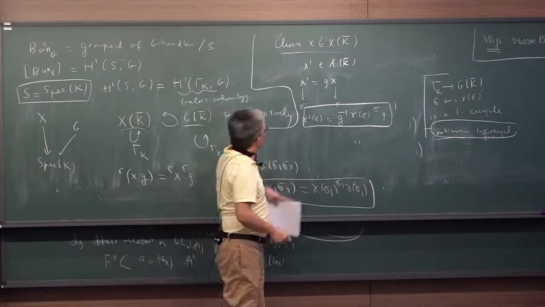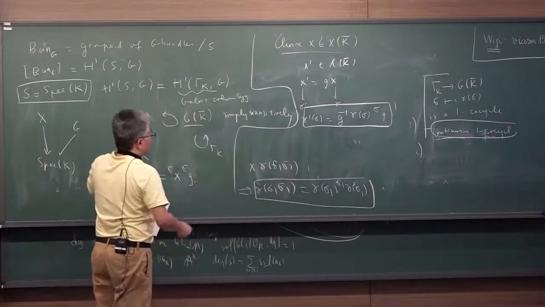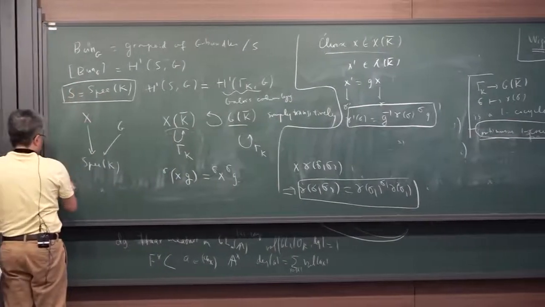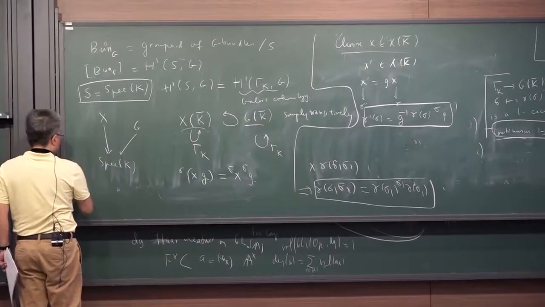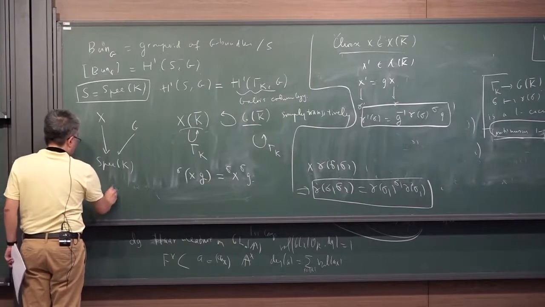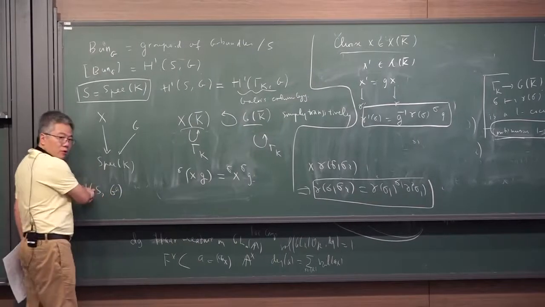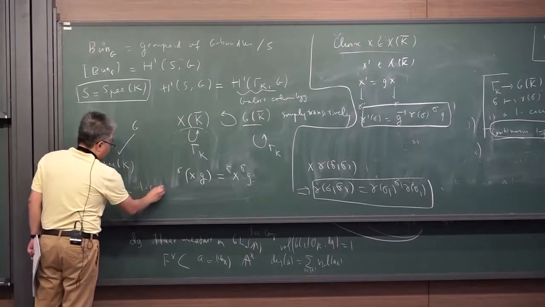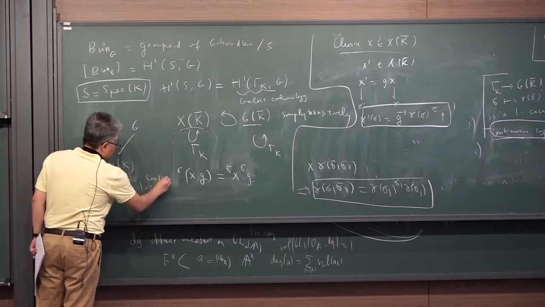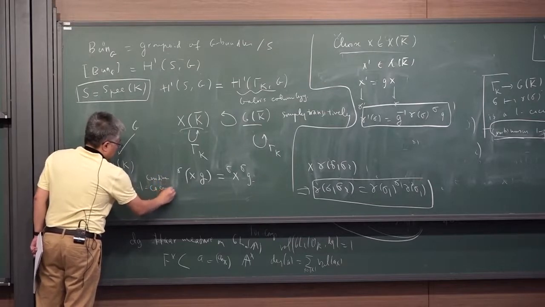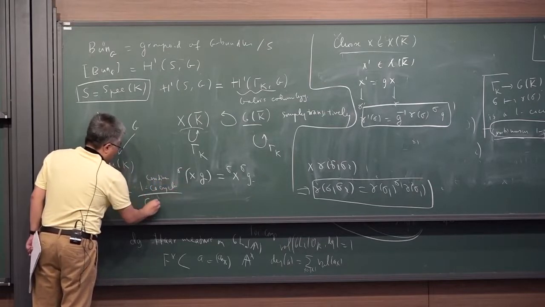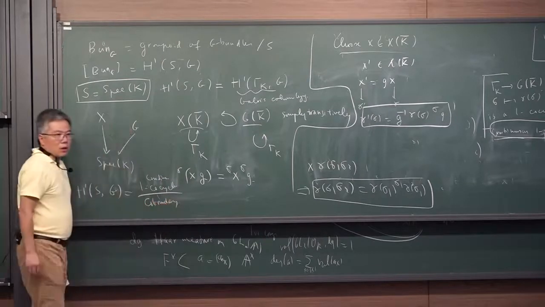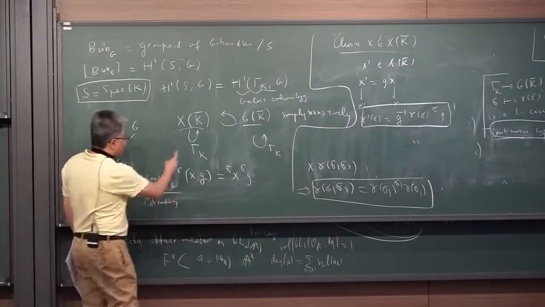So as a result, what I prove here by this very simple calculation is that this set H^1 of S, G, when S is the spectrum of a field, is the same as the set of cocycles, continuous cocycles, divided by coboundaries. And this is exactly the definition of the cohomology.